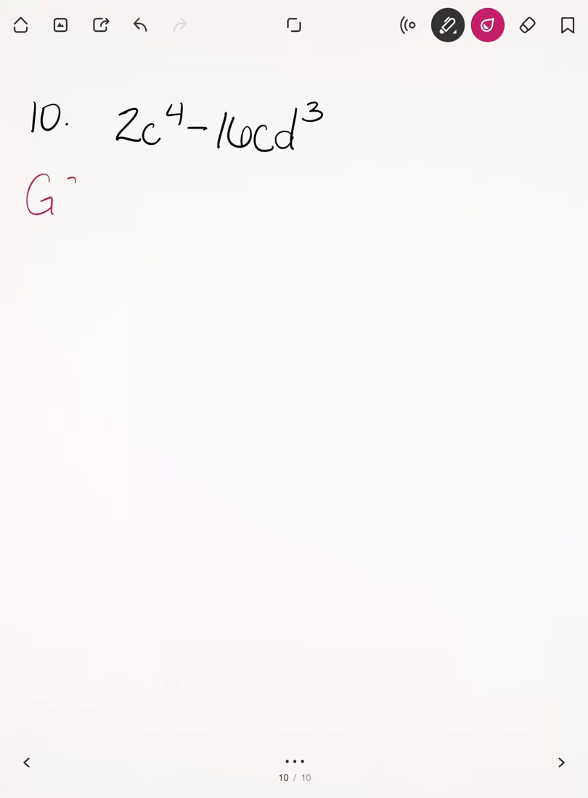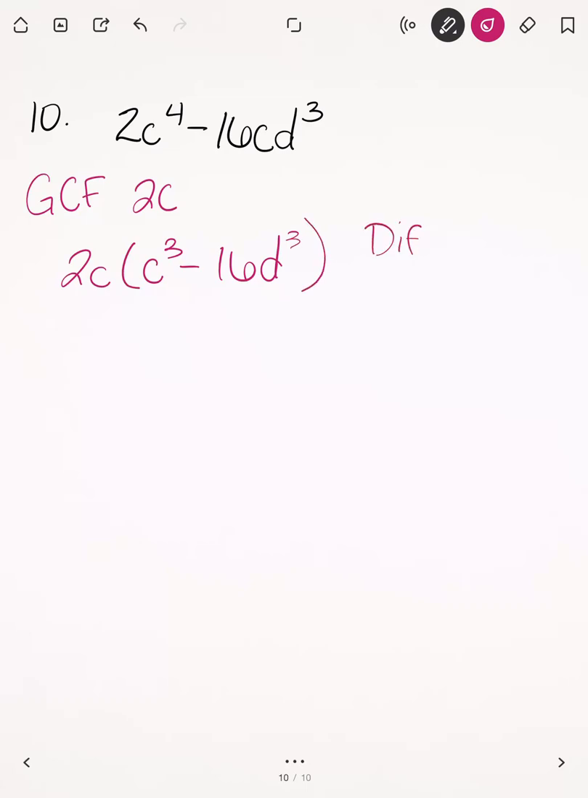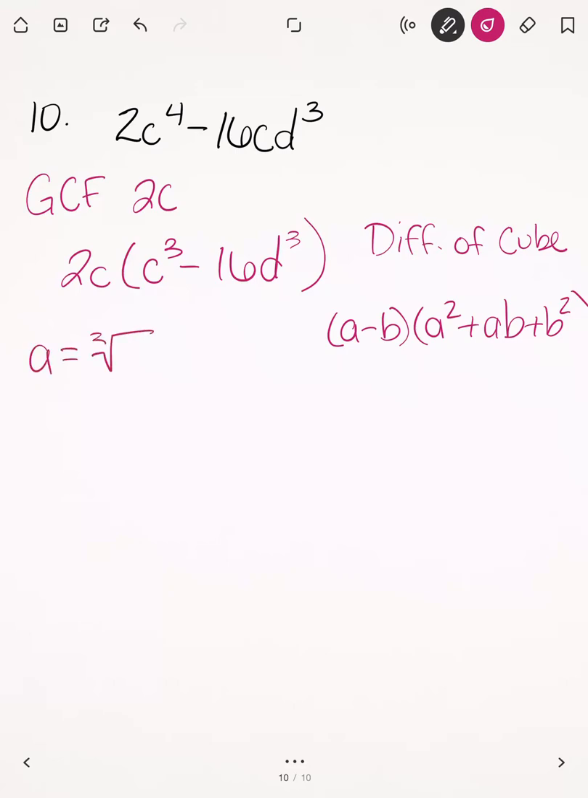The last one I'm going to work out, number 10. Again, I look for a GCF first. I notice it is 2c. So when I factor that out, I'm left with a c cubed minus a 16d cubed. So again, another difference of cubes. Again, that formula looks like this. And then I'm just going to find a and b and plug them in. So a equals the cube root of c cubed, which is just c.